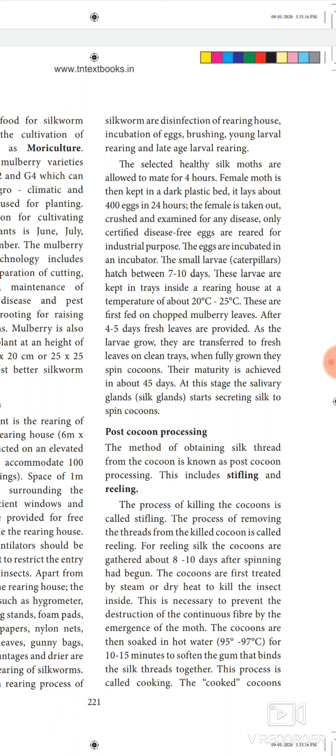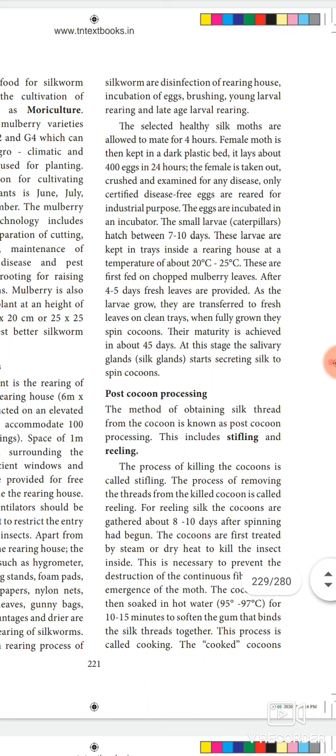Then the eggs are incubated in the incubator. The small larvae hatch in 7 to 10 days. These larvae are kept in trays inside a rearing house at a temperature of 20 degrees Celsius, underline that, to 25 degrees Celsius.